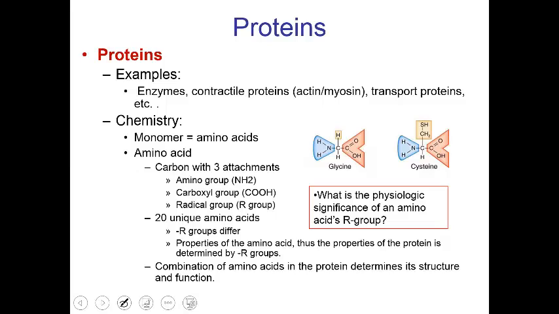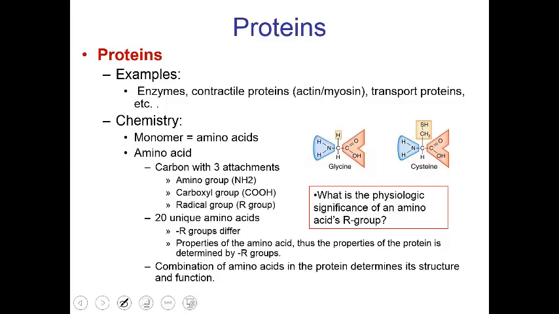They are hydrophilic substances, and the monomers of proteins are amino acids. There are 20 amino acids in total. However, if you look at each and every one of those 20 amino acids, they have a few things in common. So let's go over what the things in common are.